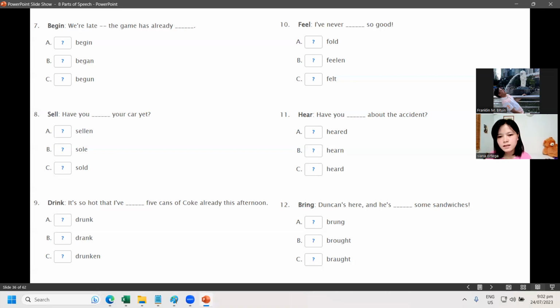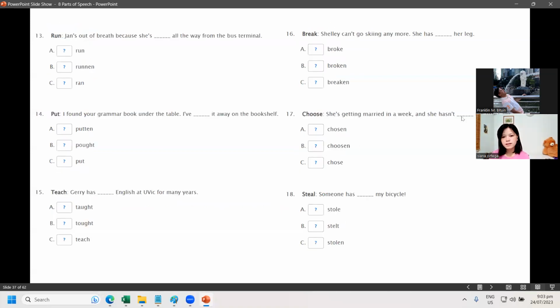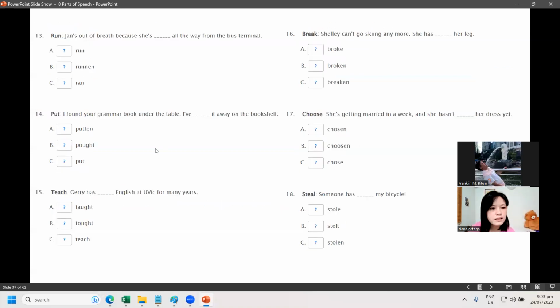Letter C. Next. Have heard. Letter C. Okay, very good. Next. Cancer and his brother brought some. Letter B. Okay, very good. You're getting used to it. Next, number 13.